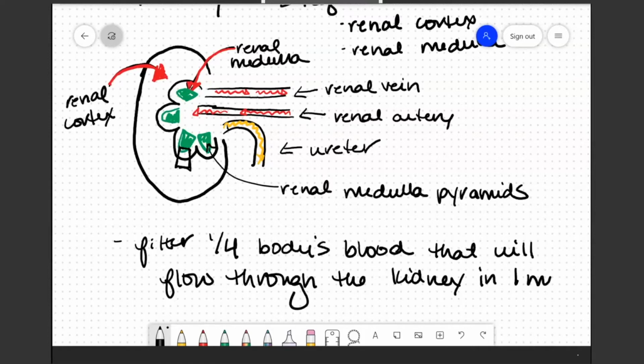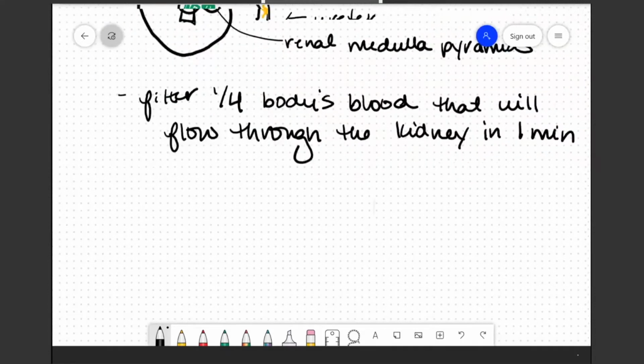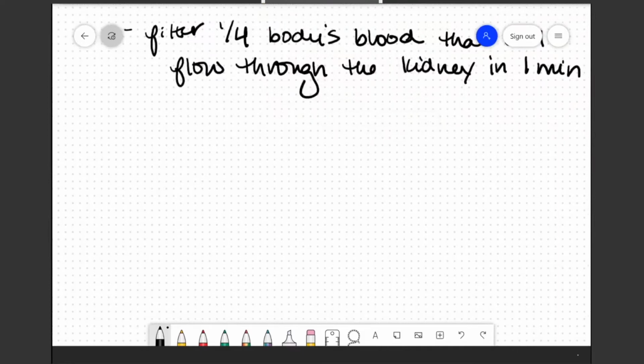So in 1 minute, 1/4 of your body's blood will flow through this artery and out this vein and get filtered by the kidney. So that means that's a ton of work that your kidneys are going to need to be doing essentially in every 4 minutes. Your entire blood supply will get filtered at some point.